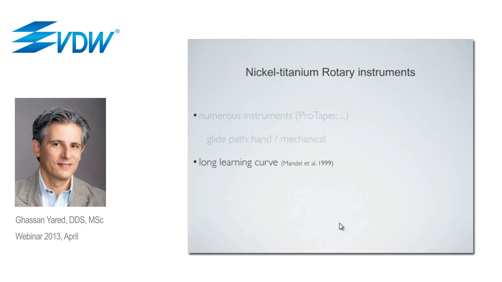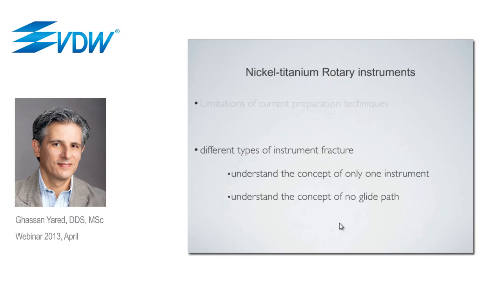Now, the nickel titanium rotary instruments, like the other techniques, also have a relatively long learning curve. Now I want to discuss the different types of instrument fracture. As I said earlier, this is very important to understand the concept of only one instrument and to understand the concept of no glide path. You probably are familiar with different types of instrument fracture, but I have to discuss this briefly, because as I said, there should be a flow in the presentation for you to understand the rationale of this new concept.